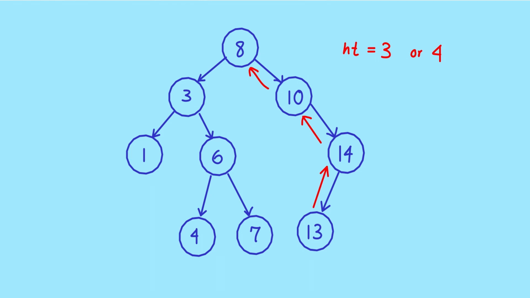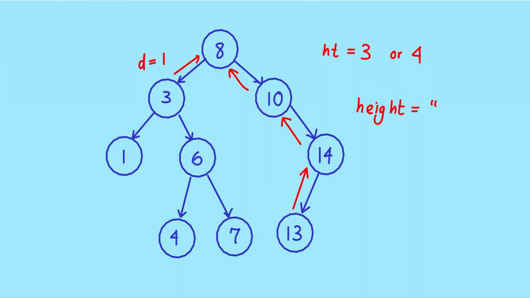Now I alluded to depth earlier. Depth refers to a single node. It's not for a tree. The height refers to a tree. So the depth of 3, for example, here is 1. And you can think of the height as simply the largest depth of all the possible nodes in the tree.